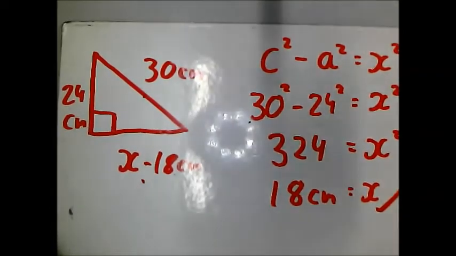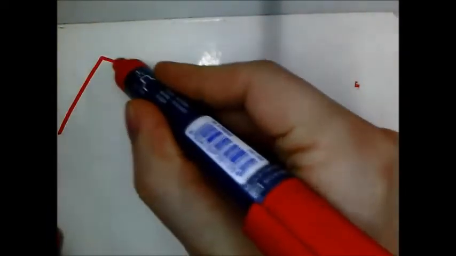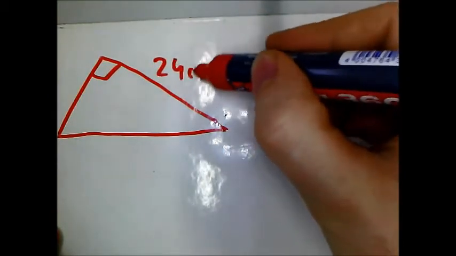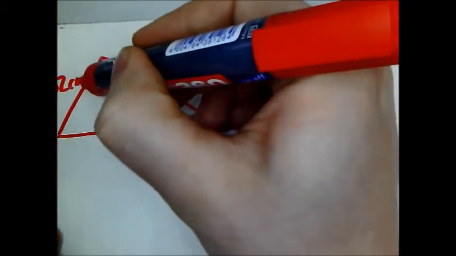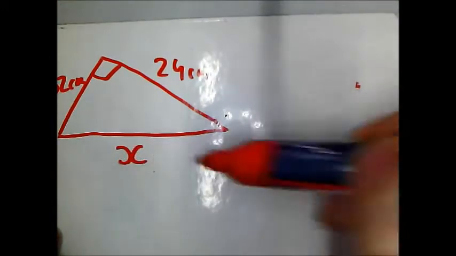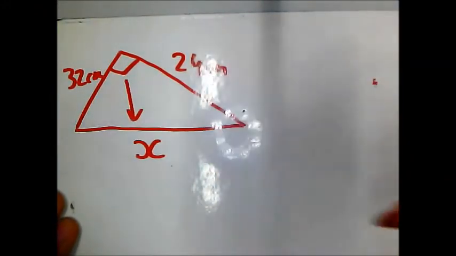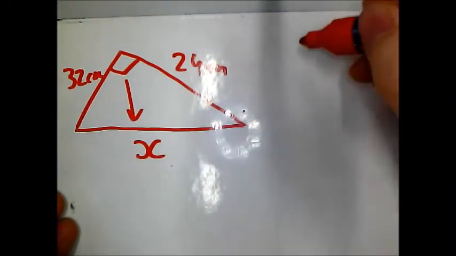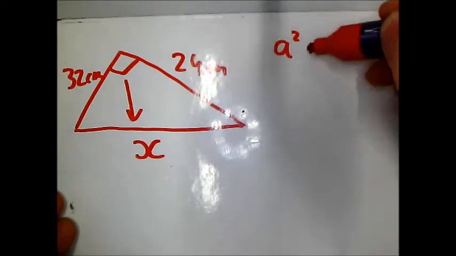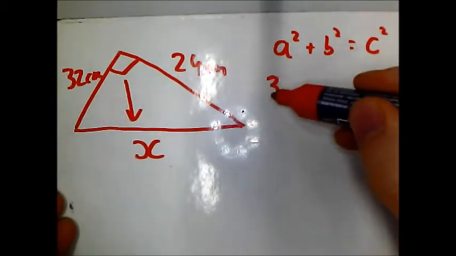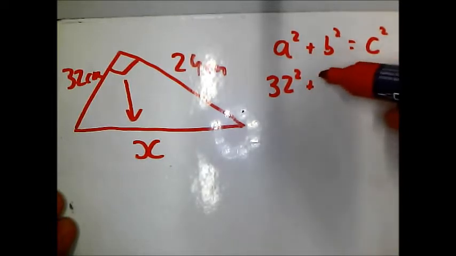I've got a triangle looking like this. And I've got a side here 24 centimeters, side here 32 centimeters, and x here. So this time I can spot I'm calculating a hypotenuse, which is opposite the right angle. I know the two shorter sides, a squared plus b squared will equal the hypotenuse c squared. So substituting in my values, I've got 32 squared for one shorter side, 24 squared for the other shorter side, and then x squared for the other side.